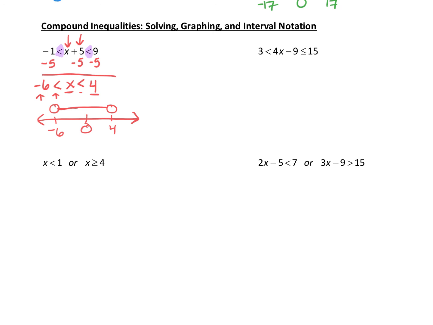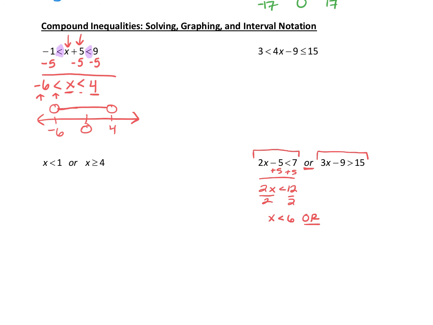All right, let's get to this last one. So now we have an OR. So I'm going to solve the left inequality, then I'm going to solve the right inequality, and then I'm going to graph them all on one graph. So first I want to get the 2x alone, and I have a negative 5, so I'm going to add 5. I would get 2x is less than 12, so I'm going to have x is less than 6.